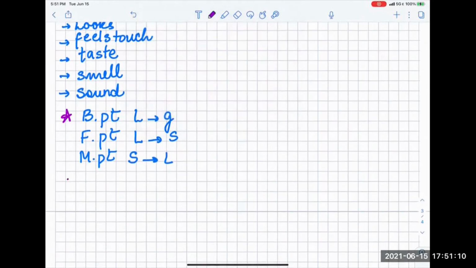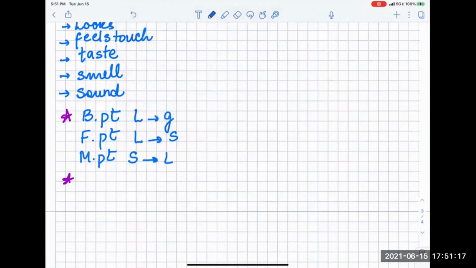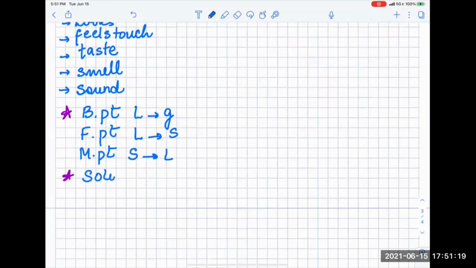Next, what is the solubility of the substance? Will it be soluble in water or not? Will it dissolve in oil or not? You see that? So solubility in different types of mediums. Okay, so solubility is also a very important characteristic.